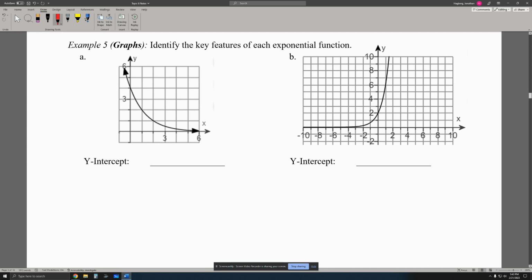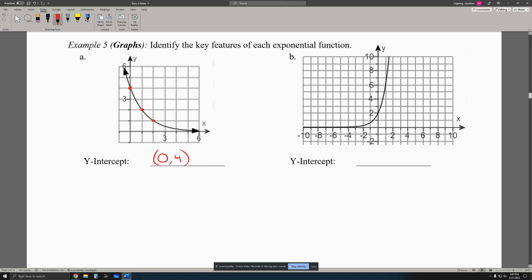Example 5. Here we want to identify the key features of each of these graphs. So the y-intercept in graph A, where does it cross the y-axis? Well, I know that each increment is 1, and it's just above 3, so therefore the y-intercept is 4. And I'm going to find a few other points on the graph. I notice we have 1, 2, we have 2, 1, and that's all of the points that cross the grid lines.